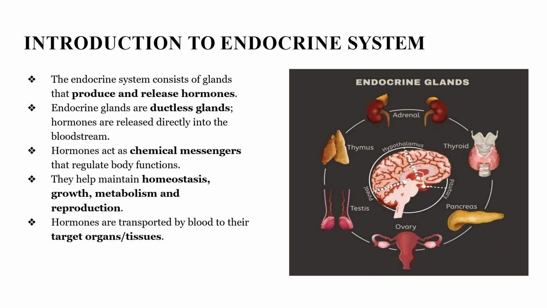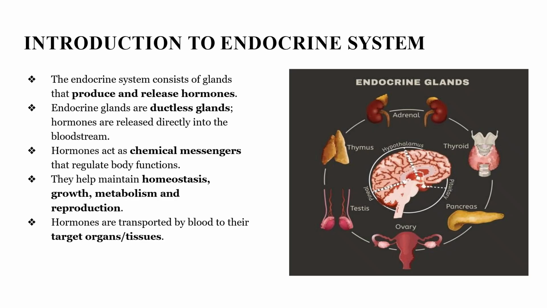Hormones can be considered as chemical messengers of the body. They help regulate many physiological processes. For example, hormones are involved in maintaining homeostasis, which means maintaining a relatively stable internal environment in the body. They also play important roles in growth, metabolism, and reproduction.